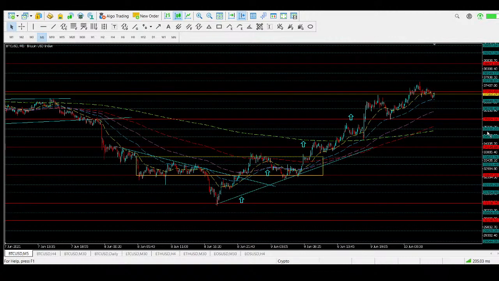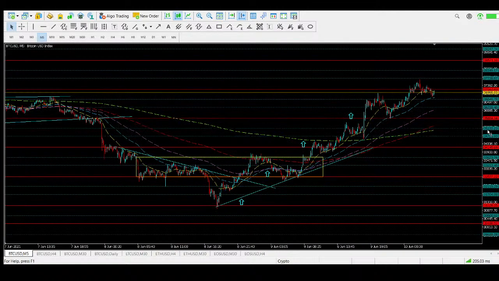Let's get back to Bitcoin, 5 minutes. Well, at the moment it's holding about 36,640. So probably we'll have another go at 37,162.